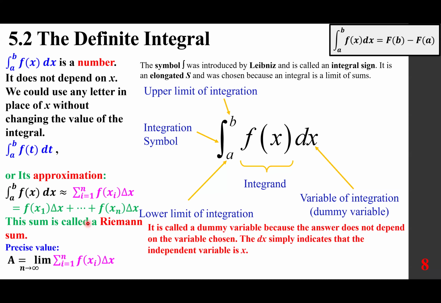The precise value would be when we take the limit as n approaches infinity of the summation of i going from 1 to n of f of x sub i delta x. So the area is equal to this limit, also equal to this definite integral, and this definite integral is capital F of b minus capital F of a, which is a lot easier to calculate.